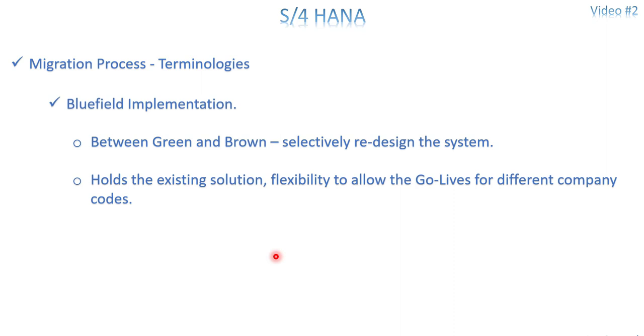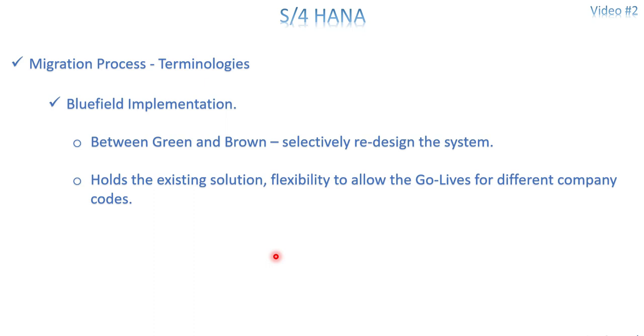So what I can do is hold my existing solution, and convert only a small portion of my business to S4 HANA. Then probably after some time, if I'm comfortable, I can increase it. For example, I go with only a few company codes, not all. So in that case also you are able to do this. So that is a Bluefield implementation.